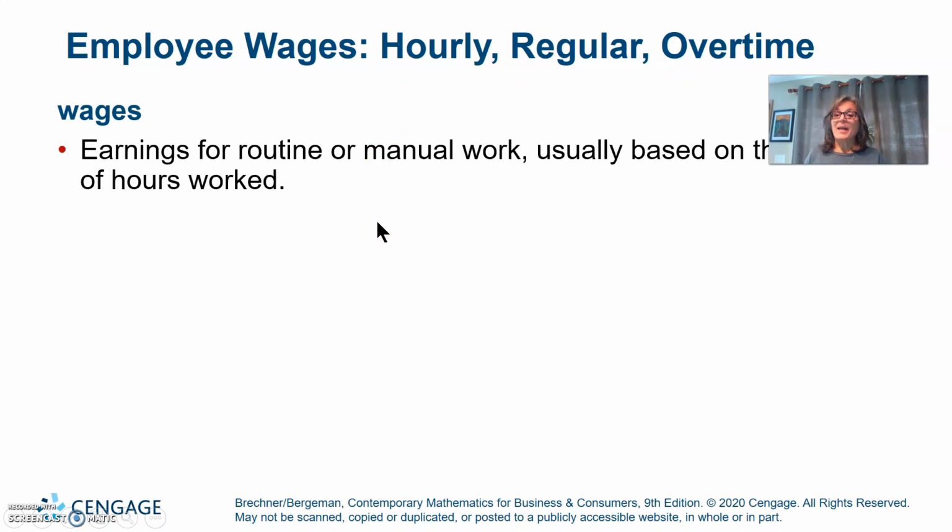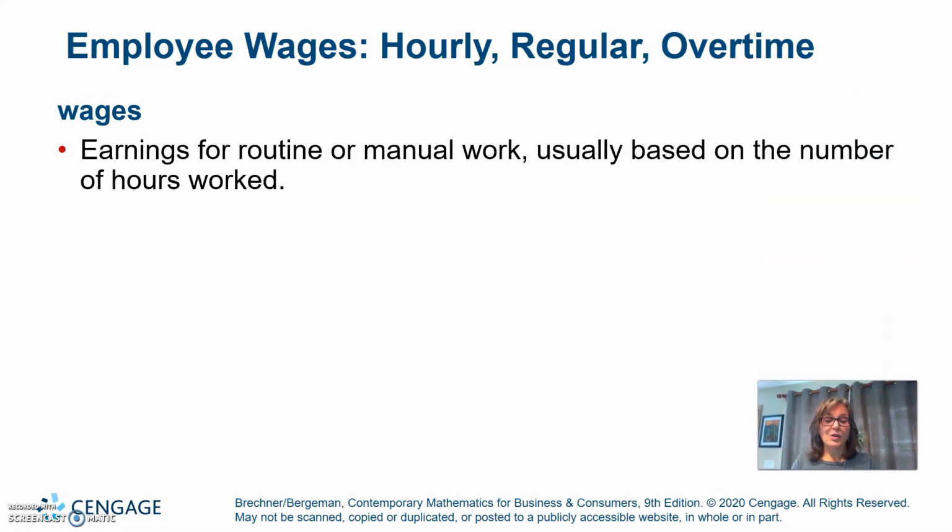Wages. That's the earning for routine or manual work based on the number of hours worked. So wages are when you are not salaried and getting like $40,000 a year or $80,000 a year. This is when you get $12 an hour and you work for places like McDonald's, or you work in construction, or maybe in healthcare per diem, that kind of thing.